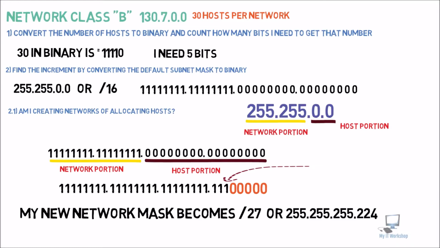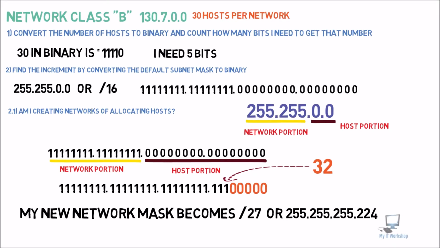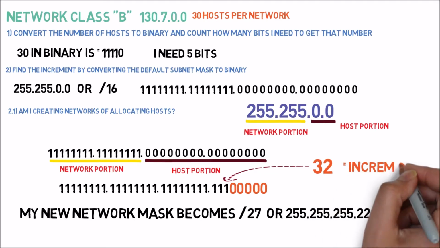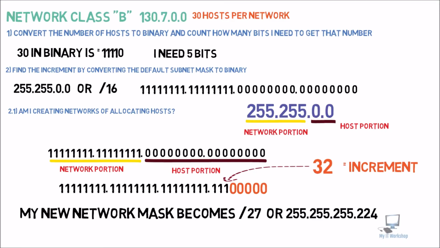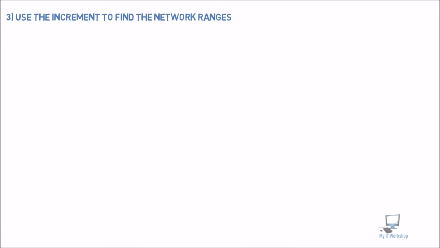So the first one after my reserved zeros is my increment. In this case, it is 32. The first one is going to be 128, the second 64, and the third is going to be 32. So this is going to become my increment. This is what I need to find my ranges for my IPs, for my new subnetworks. So use the increment to find the network ranges.